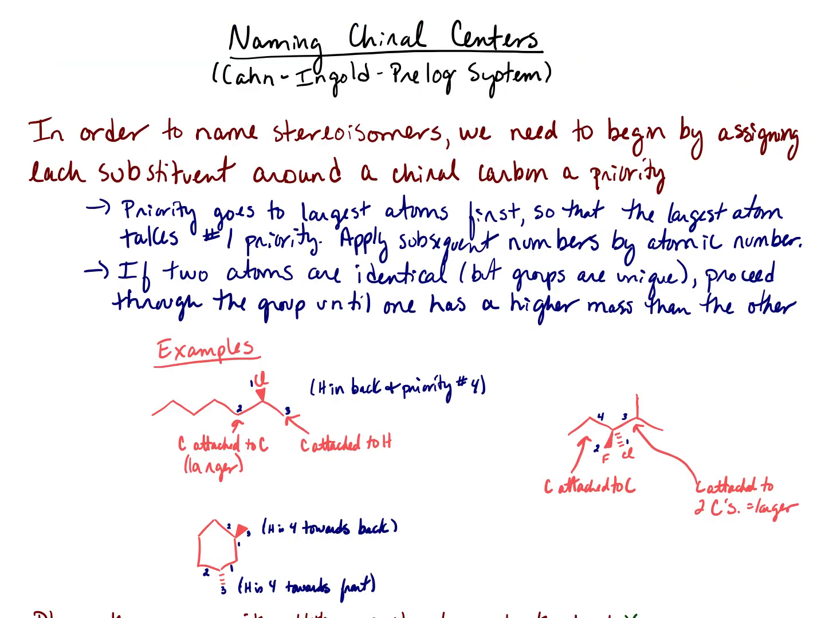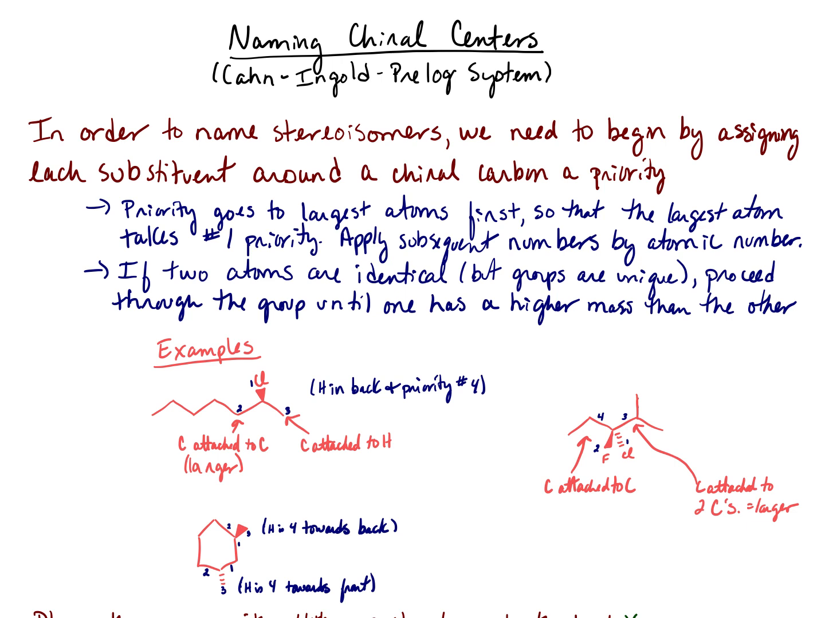Next, we need to figure out how to name these things because 2 different arrangements of atoms need to be named separately. By the way, if 2 things have the same name, that means they're the same. That's kind of how that works, okay? So let's talk about this. We're going to use what's known as the Cahn-Ingold-Prelog system.